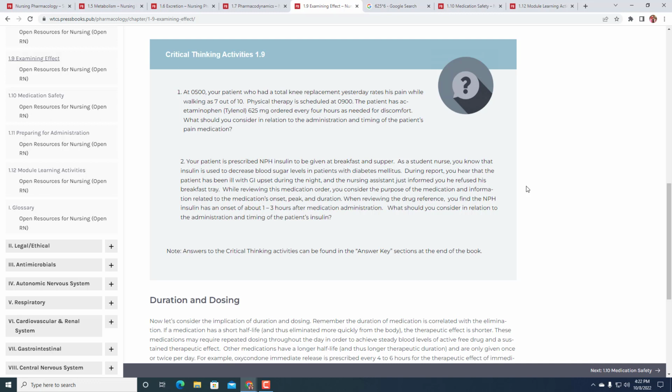When reviewing the drug reference, you find that NPH insulin has an onset of about 1 to 3 hours after medication administration. What should you consider in relation to the administration and timing of the patient's insulin? So let's take a minute to think about it.